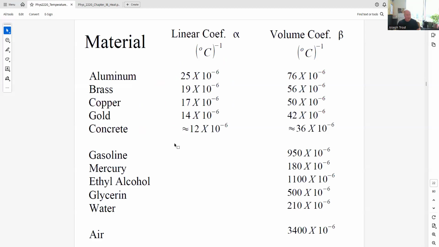So here's some values just for alpha and beta. And what you can see is that beta is about 3 times alpha. 19 times 3 is about 57. That's 56. 17 times 3 is about 51. So beta is approximately 3 alpha.